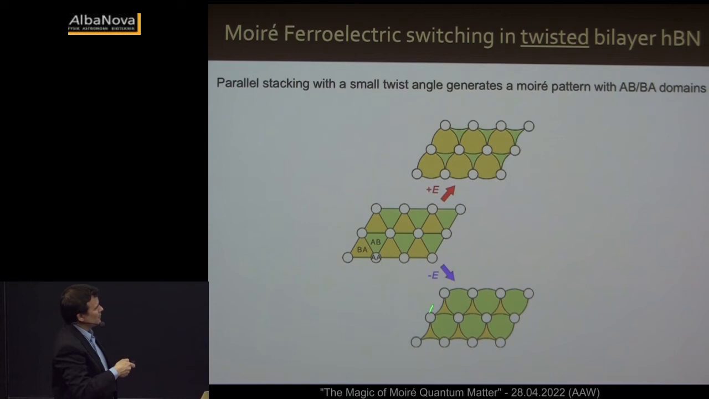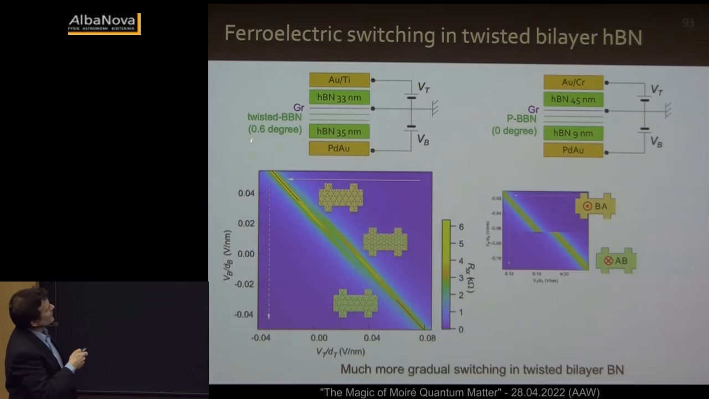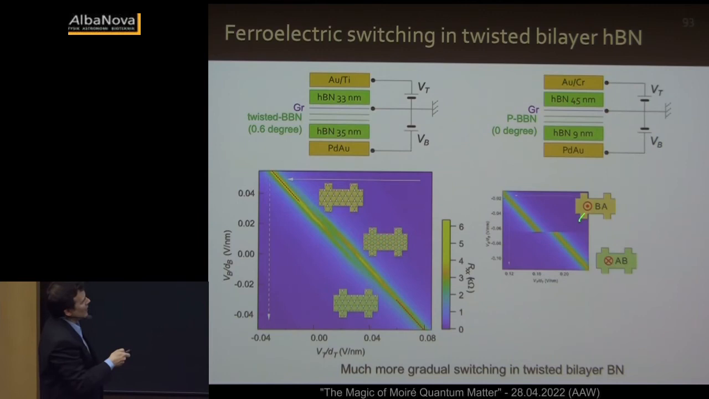So, indeed, if we fabricate devices, in this case it's a 0.6 degree, okay? Just a very small angle between the two boron nitride sheets, we can measure this resistive state, which now transitions gradually from one to the other because we're gradually changing that domain structure, okay? As opposed to abruptly when the angle is 0 degrees, okay?